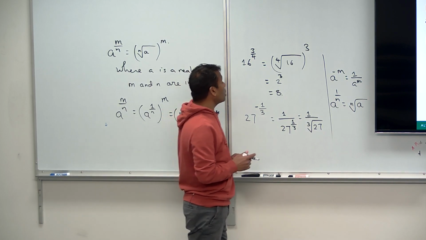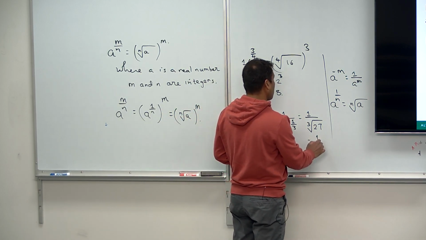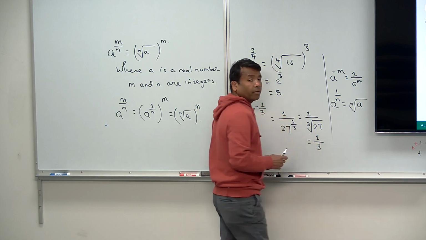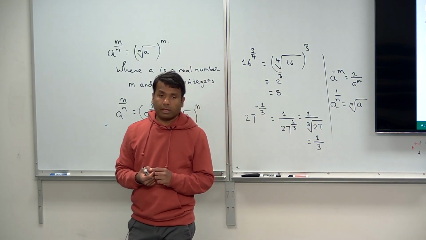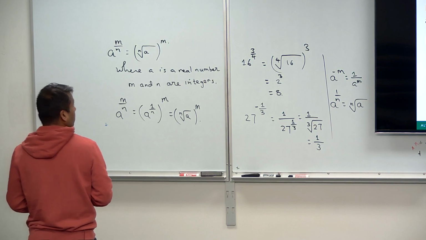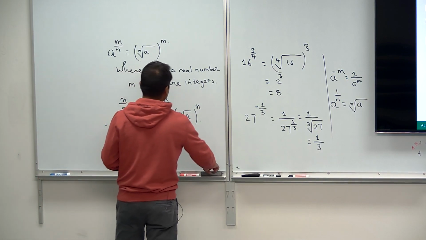And what is the cube root of 27? This is 3. Is that right? So this is 1 over 3. Are you with me, guys?